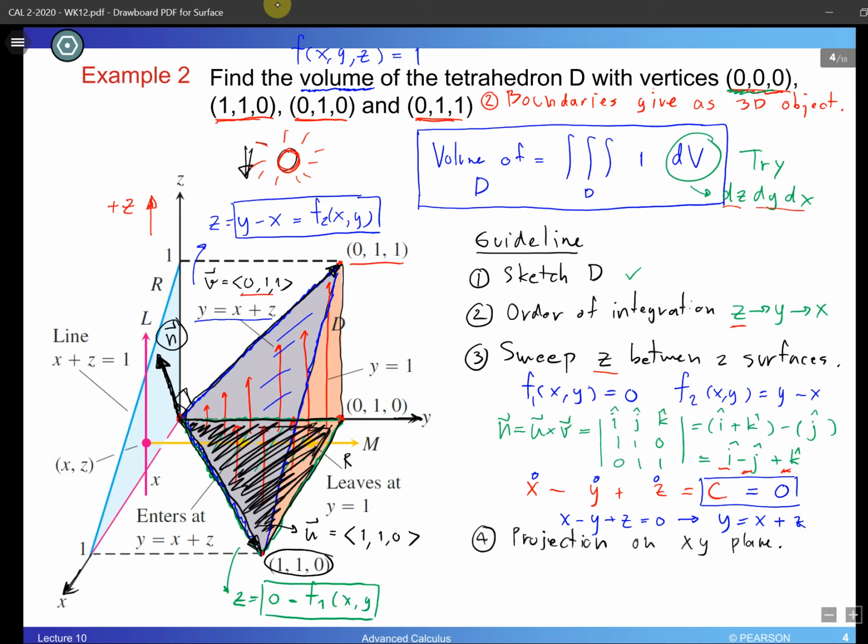Alright, now next step. We are going to sweep the second variable, that's going to be y. Okay, that's y between two curves. This time it's two curves on R, two surfaces on D right here. So we are supposed to find two curves here. First one is g1 of x, the remaining variable, equal to what? And second one is g2 of x equal to what? So let's find that.